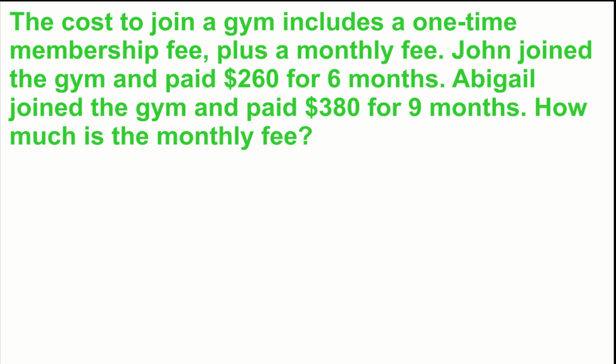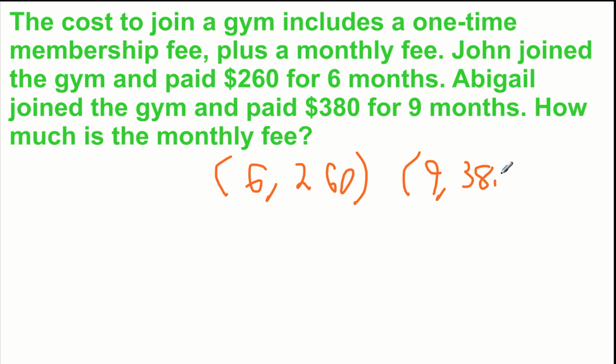What you got? 40 is correct. All right, so we've got money and we've got months. Money is almost always Y, time is almost always X. So when we set up our ordered pairs, I've got 6 months for $260. And then I've got 9 months for $380. So the time is X, the money is Y.